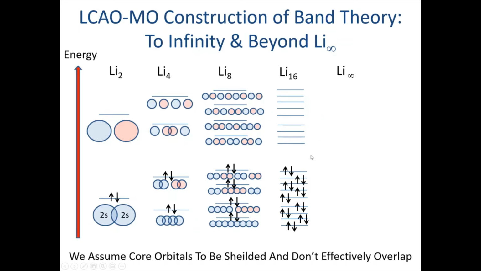And then if we take it to its logical conclusion, what we get is what we call a band. A band is where we have a whole manifold of orbitals, meaning almost an infinite number of orbitals. Or in this case, lithium infinity would be infinite. But if you had a mole of lithium, then you'd have a mole of 2s orbitals. And in this manifold, it's going to be halfway full, because in the beginning we have 2 possibilities.